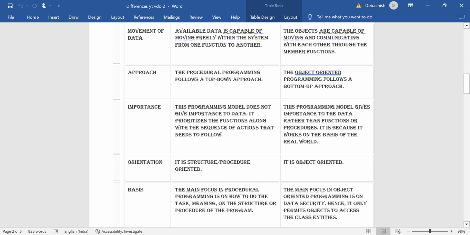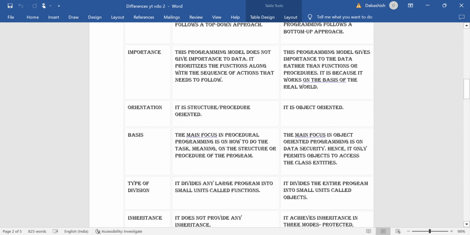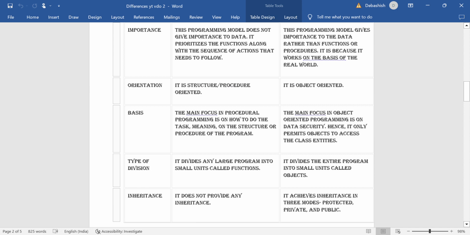The orientation. The procedure-oriented programming language is structured or procedure-oriented, while object-oriented programming language is object-oriented. The basis. The main focus in procedural programming is on how to do the task, meaning on the structure or procedure of the program, while the main focus in object-oriented programming is on data security. The type of division. Procedural programming divides any large program into small units called functions, while object-oriented programming divides the entire program into small units called objects.